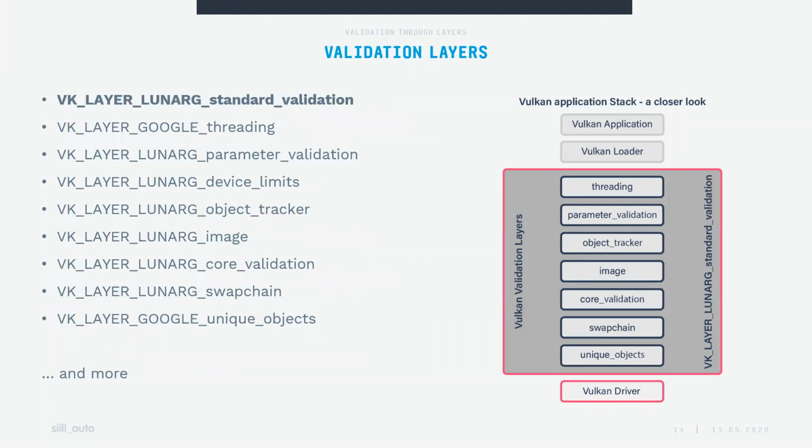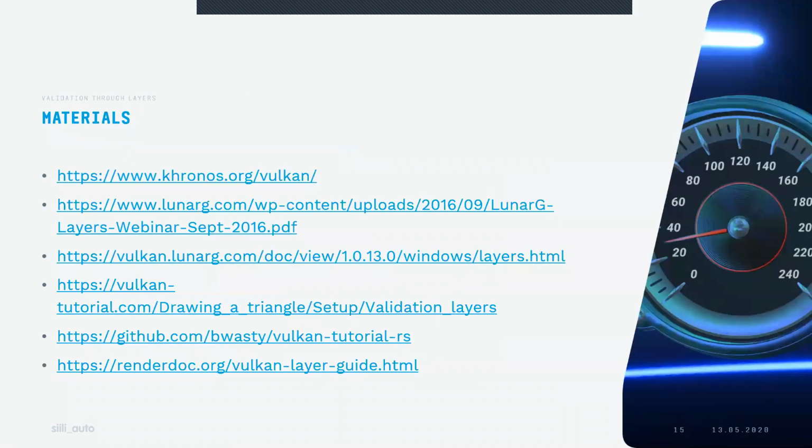These are a couple of examples, including the default validation layer, so LunarG standard validation. It recently changed its name, I believe, to Khronos, VK layer Khronos something. But the point here is that you have all of them available, and for specific hardware platforms, you will have even more of them available to use. So if you want to know more about them, here are a couple of links.